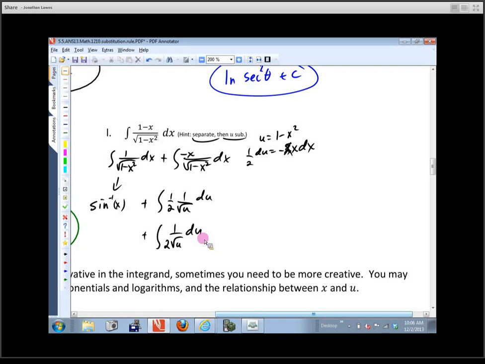That's the derivative of the square root function, right? So if I antidifferentiate this, then I get the square root of u. So I've got the antiderivative of this first term right here, the antiderivative of this second term right here. So the end answer for this one is the sine inverse of x plus, well, I need to reverse the substitution here, so this would be square root of 1 minus x squared plus c.